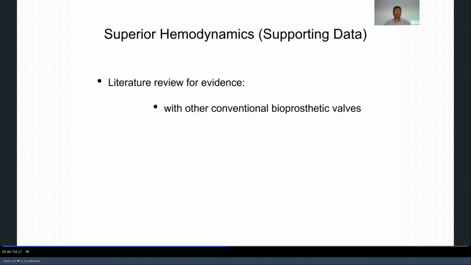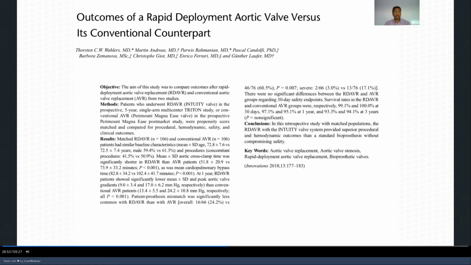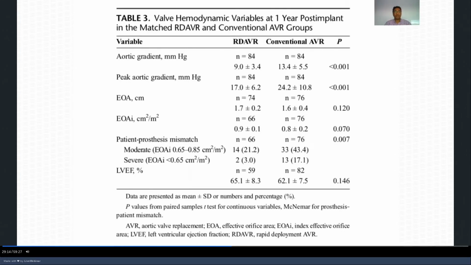When one looks at the evidence, and when I compared it against conventional bioprosthesis, the recent publication by Wallace and colleagues was very, very interesting. They looked at data from the Triton study, which was a safety and efficacy study of the Intuitive valve in Europe, and then compared it with the Perimount Magna Ease post-CE mark study. With the 2 groups of patients, they did propensity analysis. And what they found was that the Intuitive valve performed far superior compared to the conventional valve and had a much lower incidence of patient prosthesis mismatch.